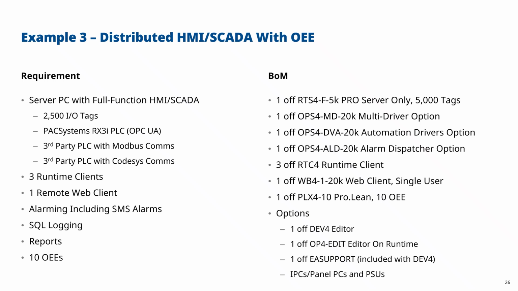We've got the alarm dispatcher as before. We've got the web server as before. We've added the PLX4-10 Pro.Lean option, and then we've got the 3 runtime clients as before. So again, from a server point of view, you've got 1 server license, which includes the majority of those parts, because the Pro.Lean and the web client and the options, they're all installed on the server license. So that's your first key, and then you would have 3 additional keys, which would be your individual runtime clients.